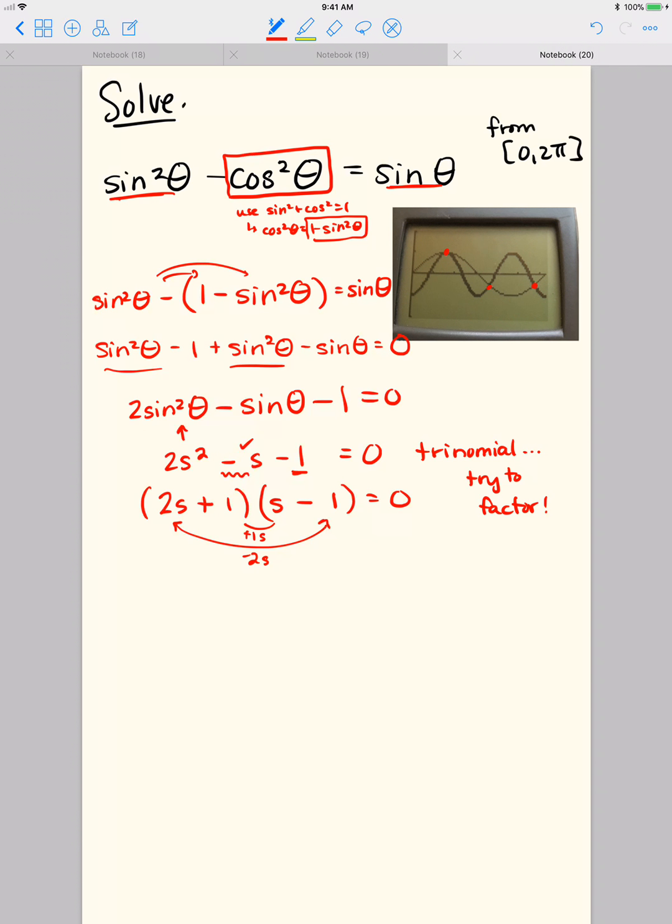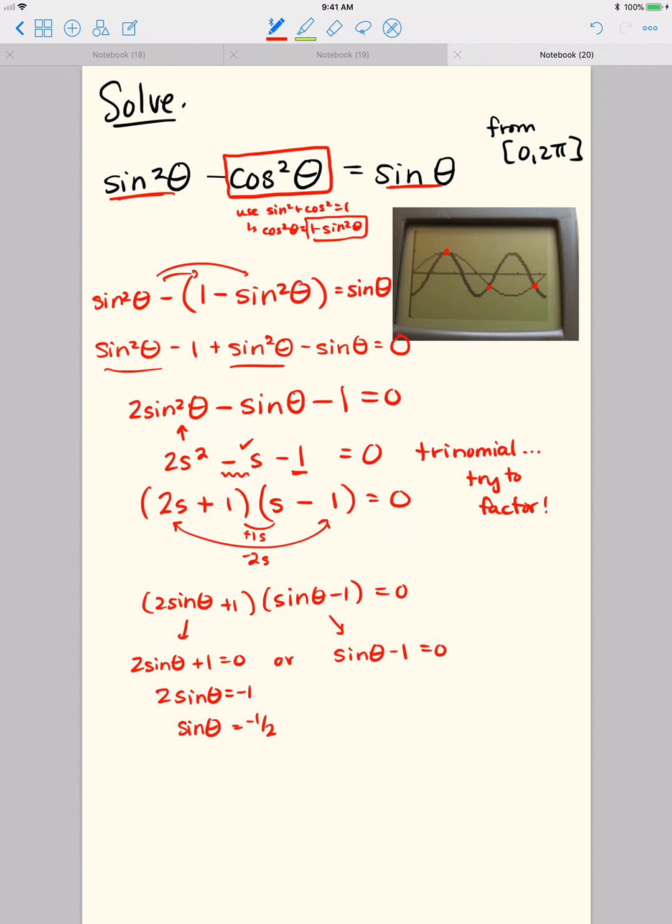Again, we used s's, but it's the same as 2 sine of theta plus 1 times sine of theta minus 1. And now I have two factored quantities for which there's a single theta. I can set each of those quantities equal to 0. So I have 2 sine theta plus 1 equals 0, or I have sine theta minus 1 equals 0. Solving each of those for theta, I get 2 sine theta equals negative 1. So sine theta is negative 1/2. Or I get that sine of theta is positive 1.